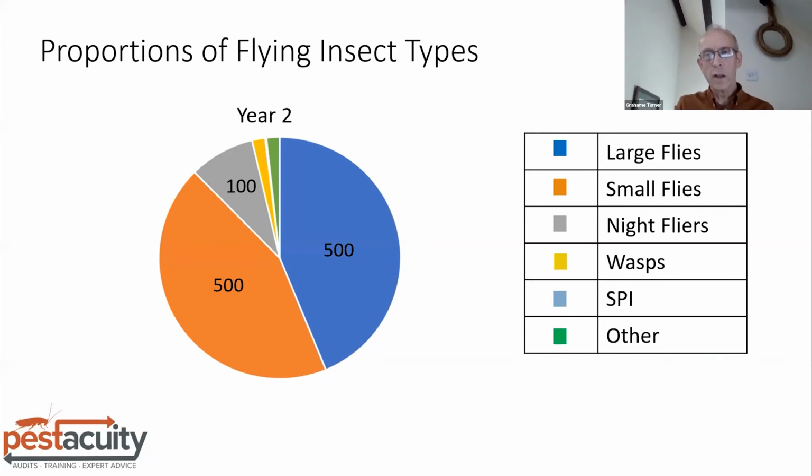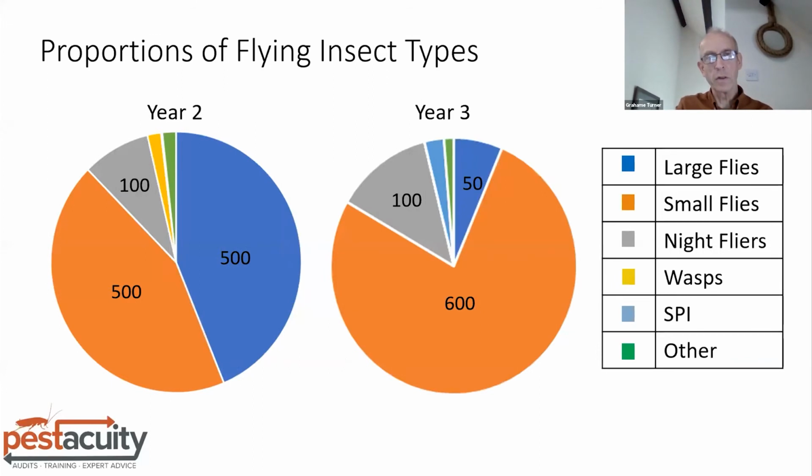Small flies, these are the ones less than 5 mil. These are the ones like your phorid flies, your sciarid flies, your drain flies, fruit flies. These might be breeding inside the building in debris and drain issues inside the building. And that's why I've grouped those into that category. And then night flyers tends to be your noctuid moths, your night flying moths, and your lace wings. So that can help indicate doors being left open at night. And obviously wasps, SBI, and others for various reasons.